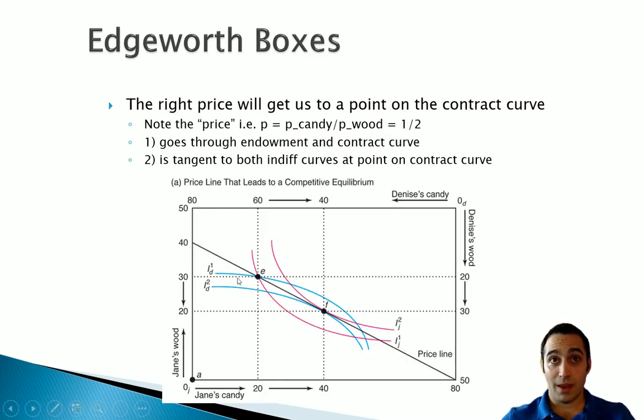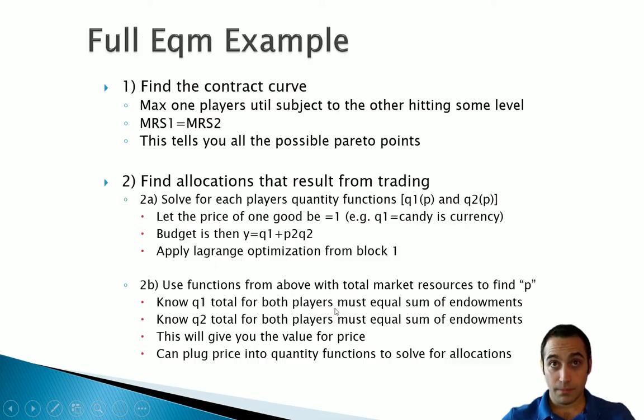You'll note that if they trade from point E to F, there are no additional gains from trade possible, right? There is no further lens from their indifference curves overlapping, and therefore they will stick at F and be content. So with this in mind, we're going to set about showing you how to find the competitive equilibrium. To do this, there are going to be 2 big steps. First, find the contract curve.